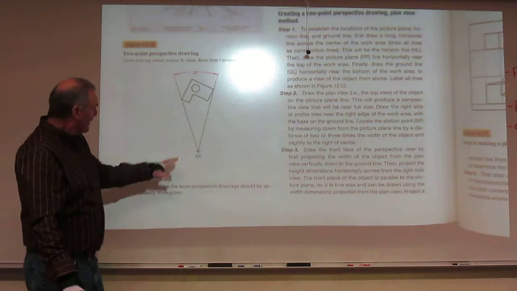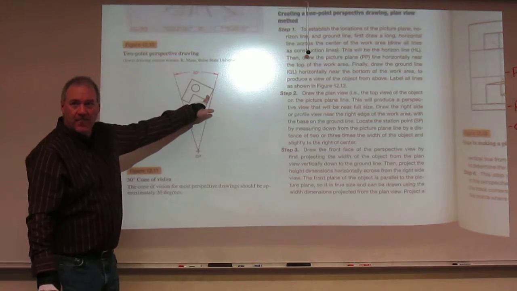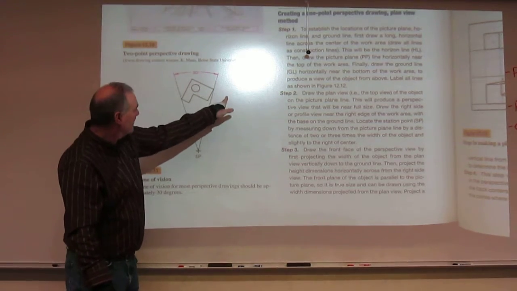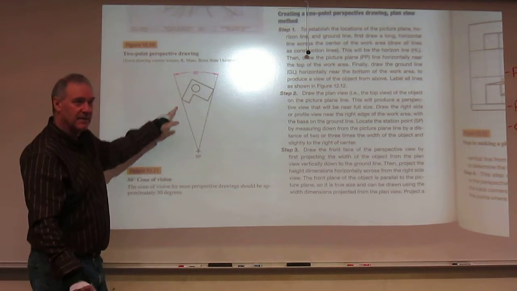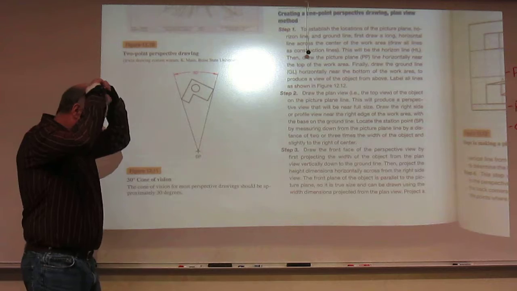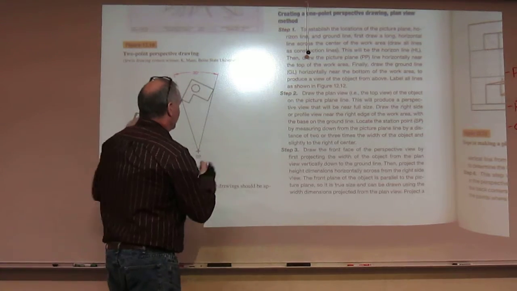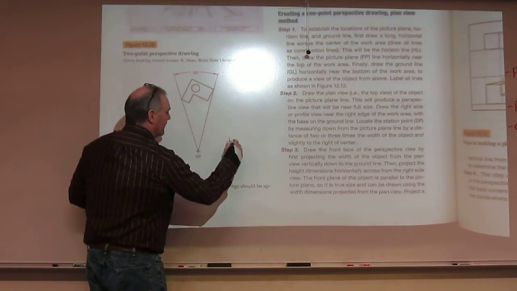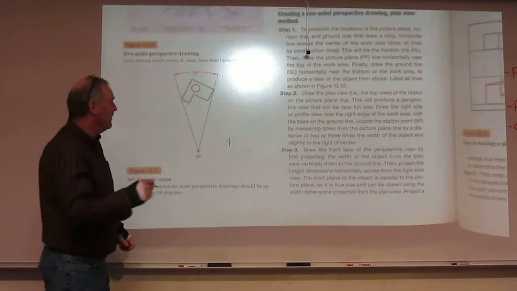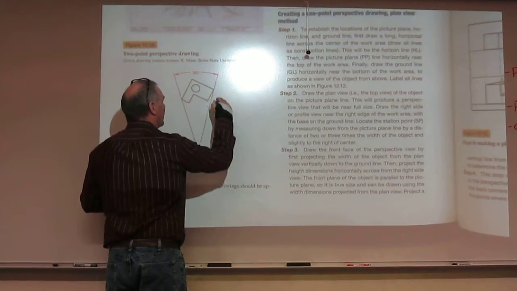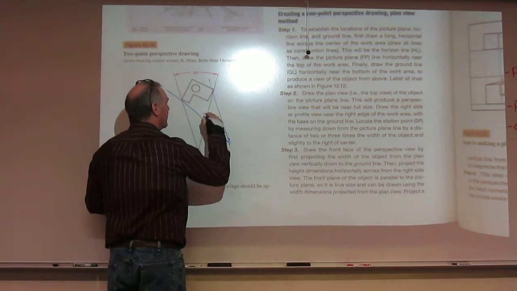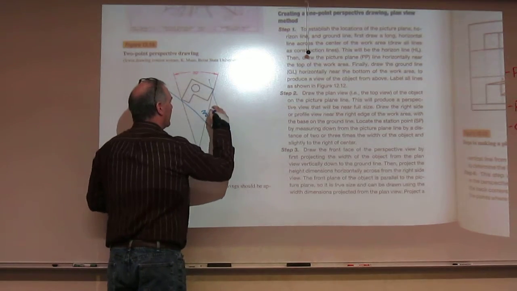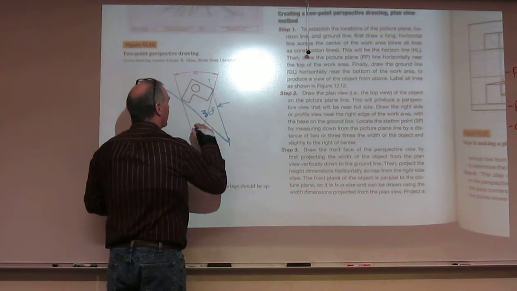Now, on this one, they're looking right in here. What if I wanted to see more of this side than this side? All I would do at that point is I would start moving my station point, like maybe over to here. I'm still going to do that 30-degree cone of vision. So I'm going to draw a line from there to there, and I'm going to try and get 30 degrees in here, or approximately.